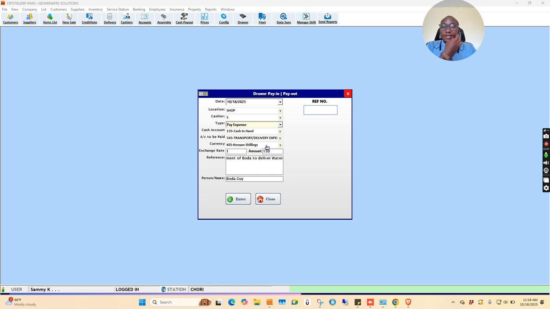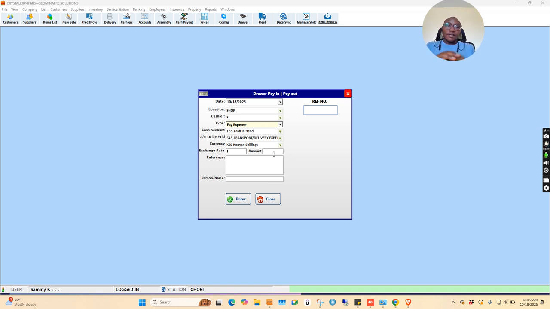The reason why I'm doing a narration and a reference is so that even for an audit, if an accountant looks at the expenses report, or even the director, they won't need to keep calling the person who did the expenses. They'll be able to see this was the payment, there is a narration already there, and tell that this was a payment done for the delivery of water, such things. That is the beauty of capturing the actual reason or narration of why you are doing this payout. Once you've done that, you click on enter.